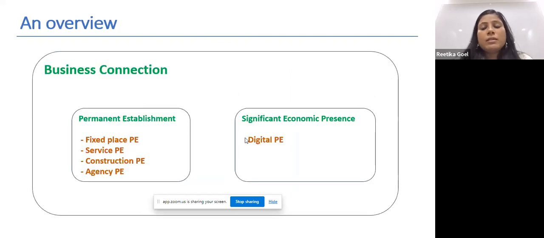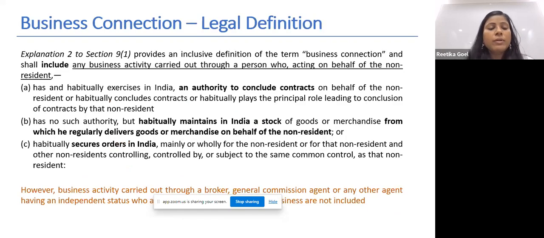Now coming to this, this is from an India perspective. So in India, we are not using the term permanent establishment. Rather, the term which is being used in section 9.1 is business connection. And business connection is a very wider concept. Permanent establishment and significant economic presence are subsets of it. Because if you look at the definition of business connection, I'll go to the definition.